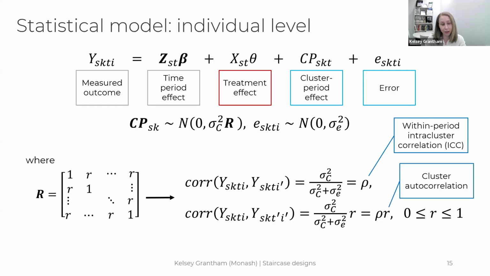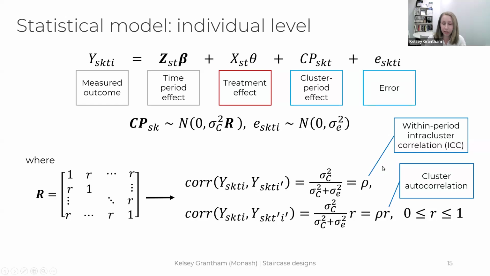So this structure assumes that the correlation between different participants' outcomes in a cluster differs depending on whether they are measured in the same period or in different periods. Specifically, it assumes that the correlation is higher for participants measured in the same period, and then drops to a lower level of correlation for participants measured in different periods.